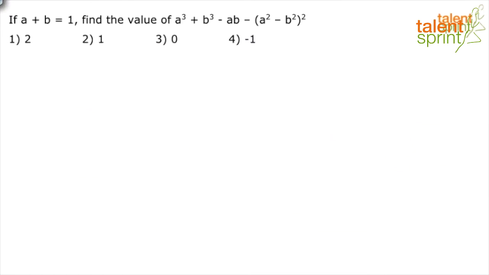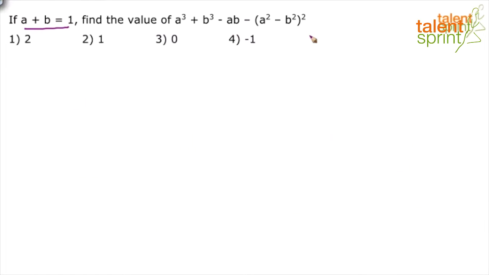It says if a plus b equals 1, then find the value of a cube plus b cube minus ab minus (a squared minus b squared) whole squared. So it says a plus b equals 1. Find the value of a cube plus b cube minus ab minus (a squared minus b squared) whole squared.